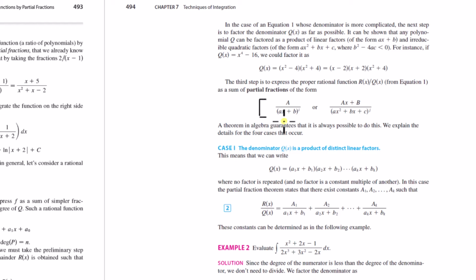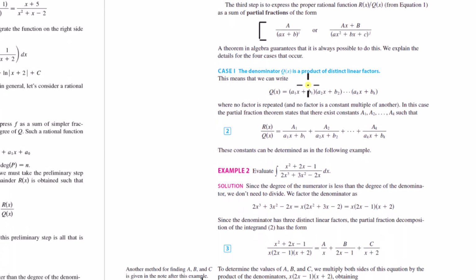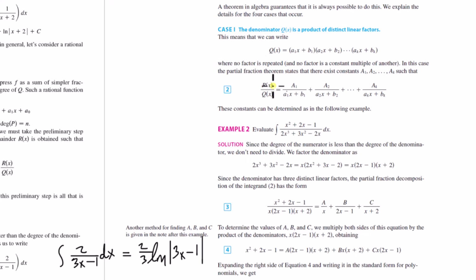These are the 4 cases. Well, they show 2 here. It's A over (ax + b) to the i power, but we just learned about when i is equal to 1, but we also have the case when i is greater than 1. And then here, same idea: i could be equal to 1 over the quadratic, or it could be greater than 1. And so for case 1, they talked about if you had distinct linear factors, so the entire decomposition was strictly linear factors raised to the first power.